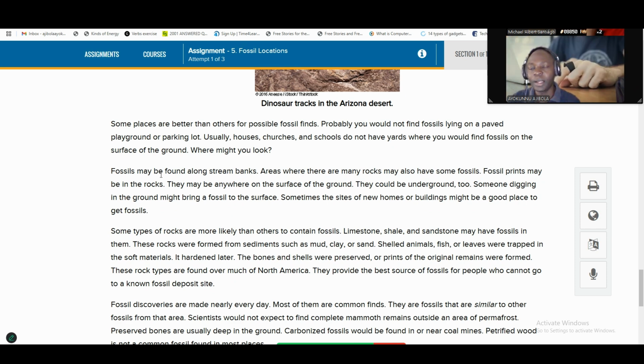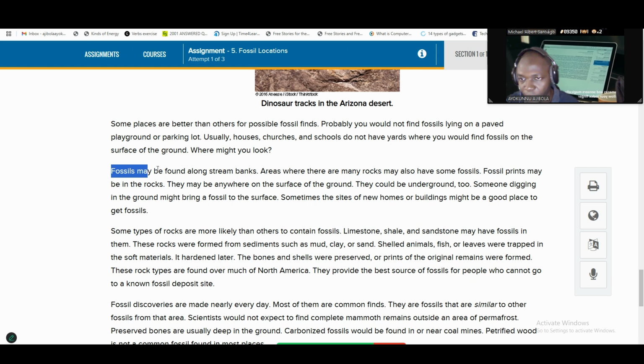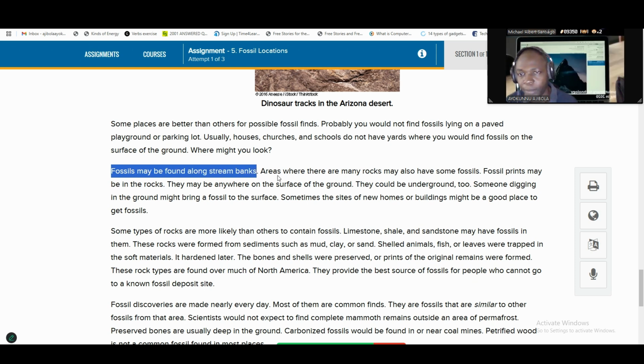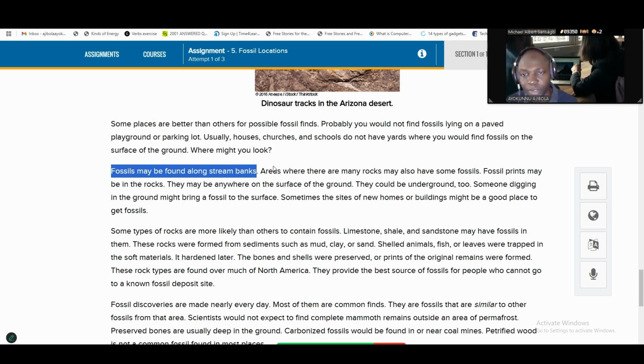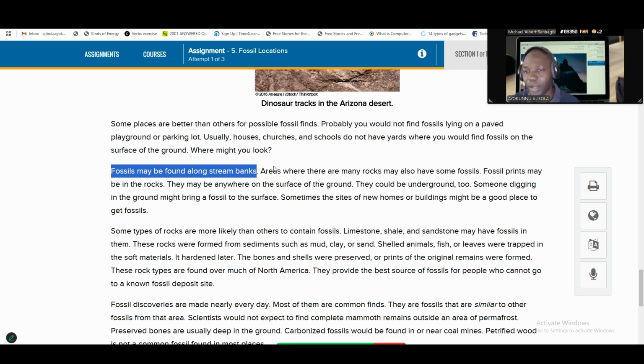Fossils, are you listening? Okay. Fossils may be found along stream banks. Read this, please. Fossils may be found along where? Along stream banks, right?